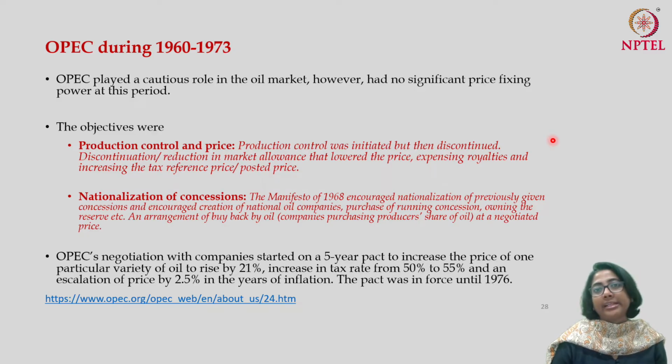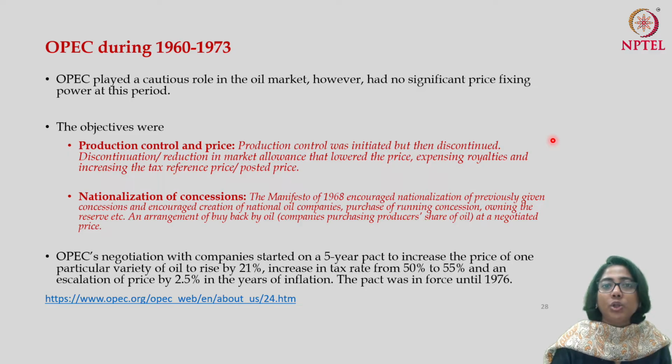One more important thing that they did was to make an arrangement to buy back the oil. So what was the buyback? Although the drive was towards owning the natural reserves, when the oil is produced, these countries did not have the infrastructure to refine and distribute it. For the technological know-how, they had to rely on these foreign companies. So they negotiated that the foreign companies would purchase the producer's share of oil. However, that was at a lower price as compared to the market price.